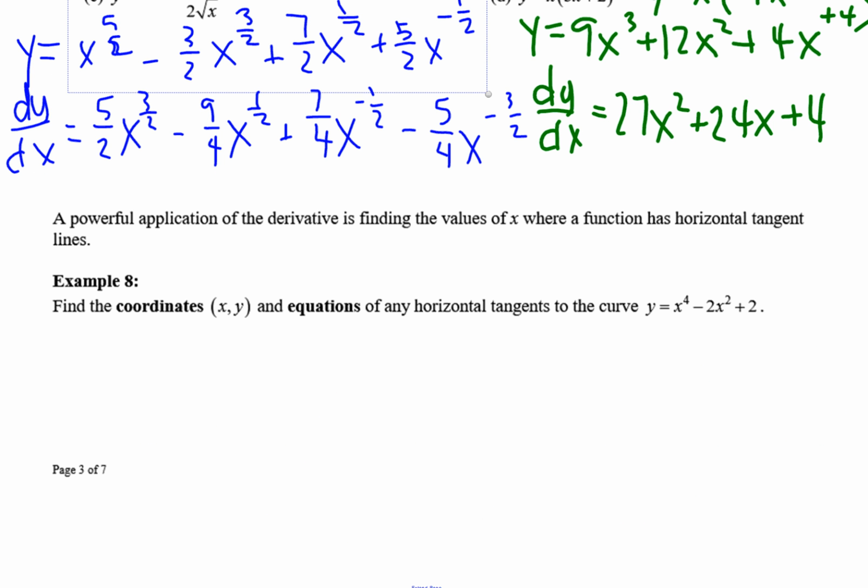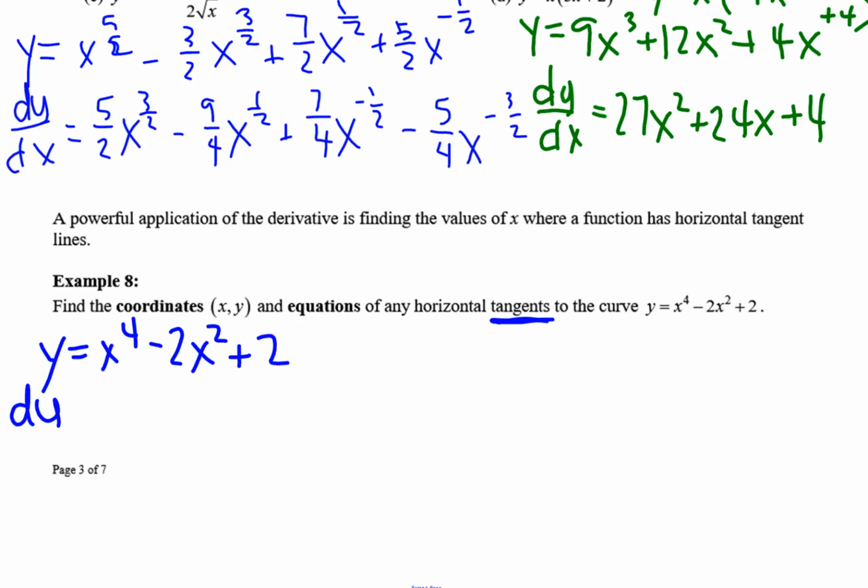Now this is a really common problem that you're going to see. Find the equations of any horizontal tangents and the coordinates where they occur. So whenever we're finding tangent, you're going to think derivative. Okay, so we have y equals x to the 4th minus 2x squared plus 2. The derivative would then be 4x cubed minus 4x.